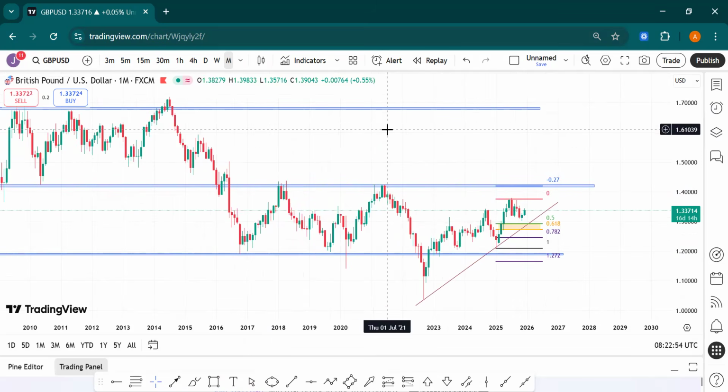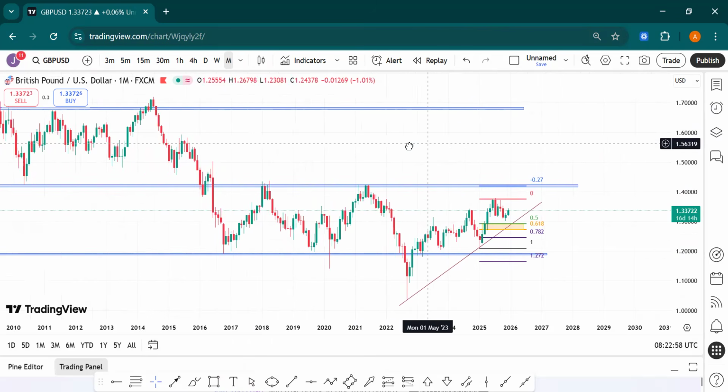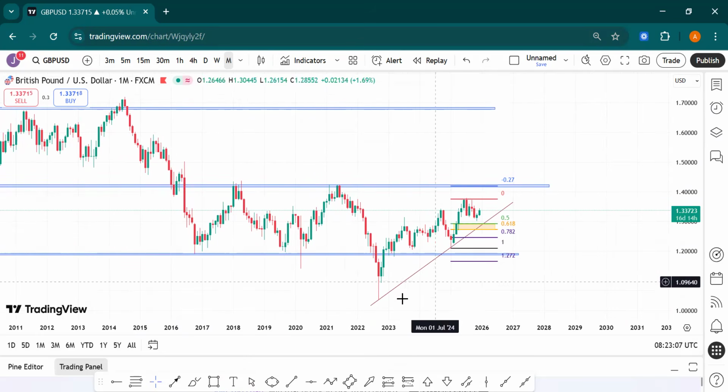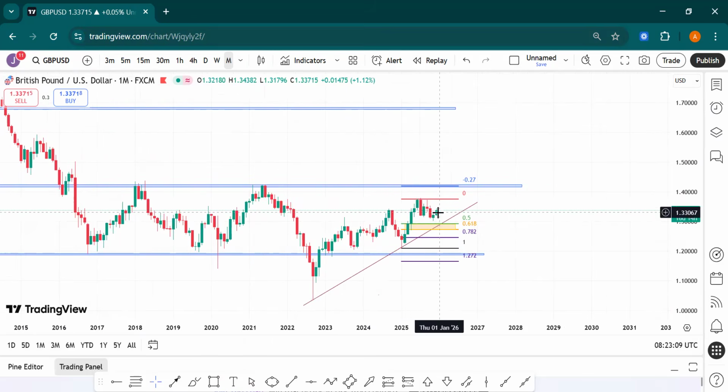However, on the monthly time frame, we've been able to achieve the two major things we try to do. That's first establishing our key zones, and then getting our directional bias, which in this case is upwards, is bullish.